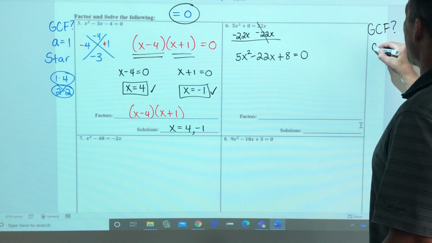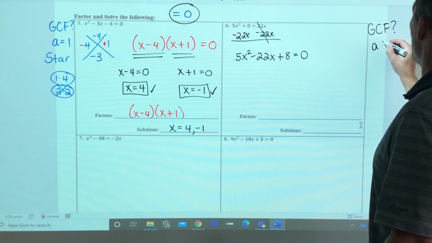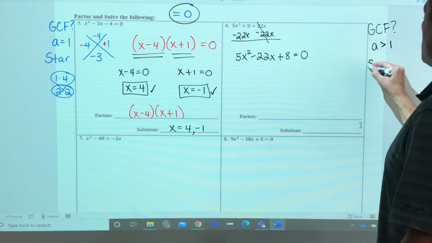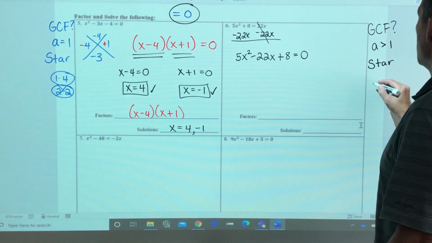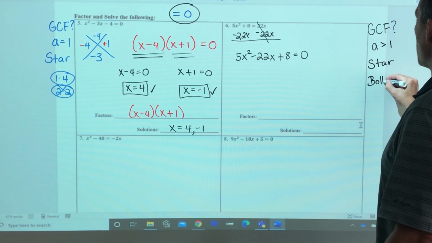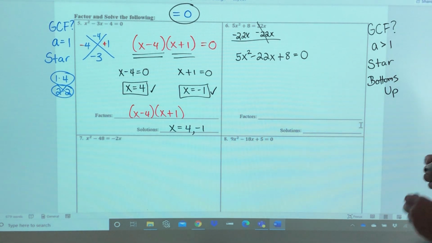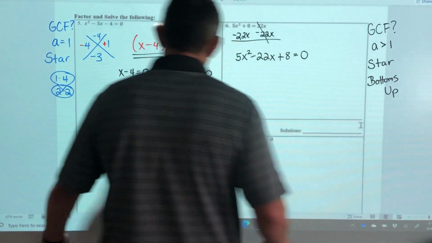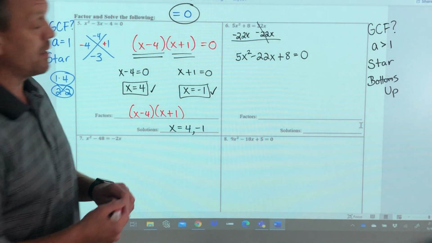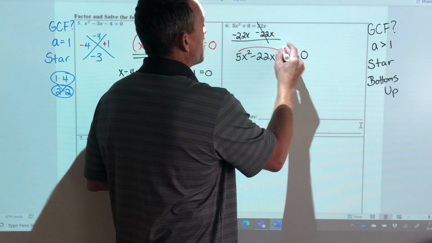No. Is a equal to 1? No, it's greater than 1. That means we're going to use the star and bottoms up methods. So to start, to use star, we have to make a equal to 1, so we're going to multiply by 5.